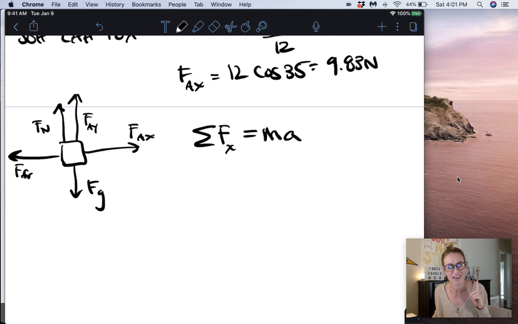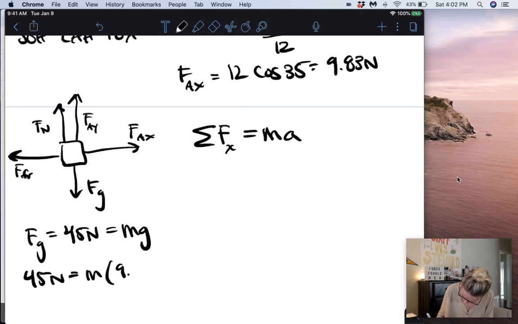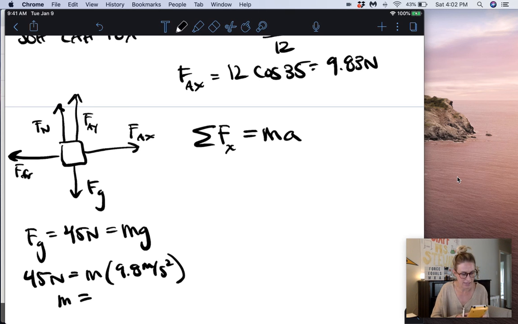Now remember, we got the weight of the cat in the problem. So really fast, I'm going to find the mass of the cat. I know that the force of gravity of the cat, which is the weight, is 45 newtons. I also know that that's equal to mass times the acceleration of gravity. Remember, weight is the force of gravity, which is mass times the acceleration of gravity. So plugging in 9.8 meters per second squared for my acceleration of gravity, I get 45 newtons is equal to mass times 9.8 meters per second squared. Dividing both sides by 9.8, I get that the mass of the cat is equal to 4.59 kilograms.